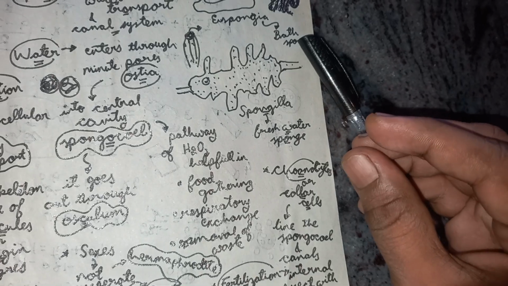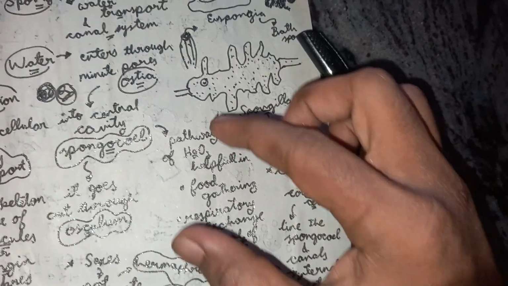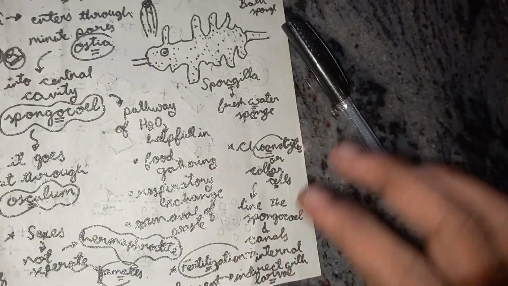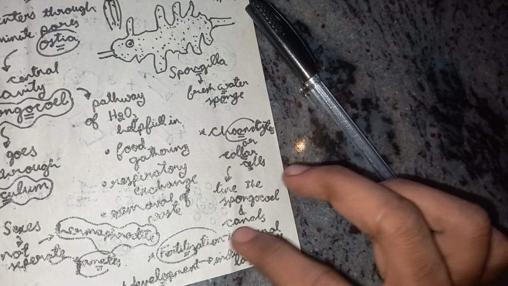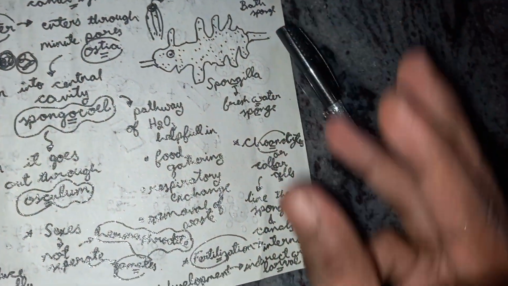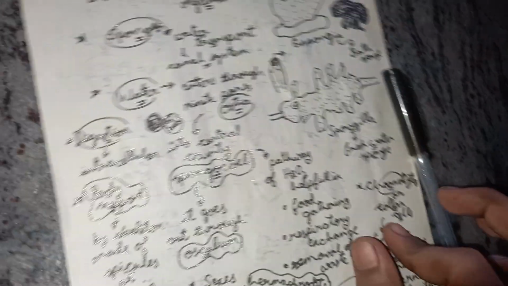Gathering nutrients, getting oxygen, and removal of wastes are the uses of this water transport system. It has choanocytes, or collar cells, that line the spongiocele and the canal. The whole inside of the canal is lined by the choanocytes, or collar cells.